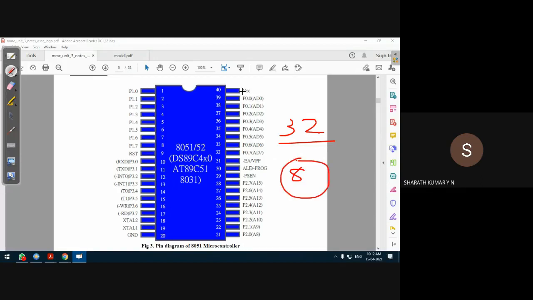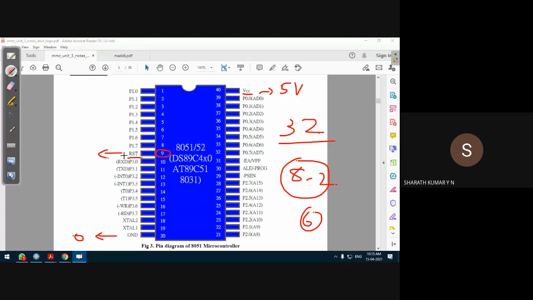Out of 8 pins, VCC, which we just discussed, is 5 volts, and ground corresponds to 0 volts. So you are left with only 6 pins, 8 minus 2. Out of 6 pins, pin number 9 is reset. It is called master reset, or in some textbooks you may find the author calling this a master reset.